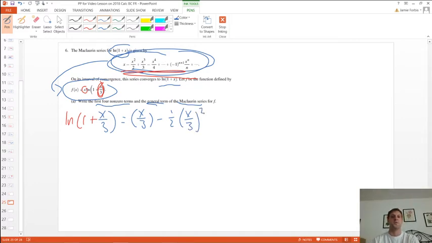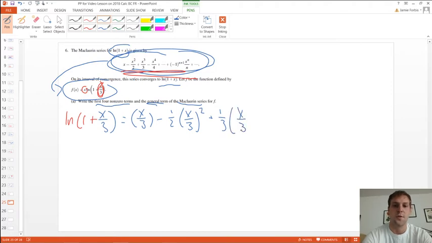You see, all I did was just replace the x with x divided by 3. That's what it wants you to do. I'm going to have plus 1/3. Instead of x cubed, it's going to be x divided by 3 cubed. Minus 1/4. Instead of x to the 4th, it's going to be x divided by 3 to the 4th. Plus dot dot dot plus.